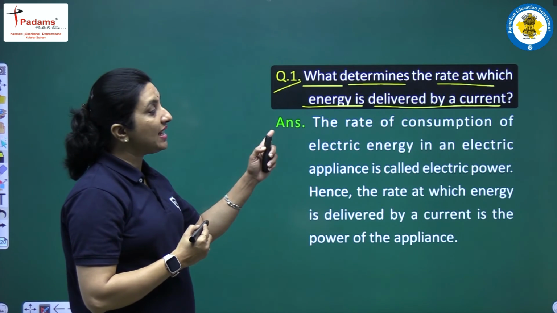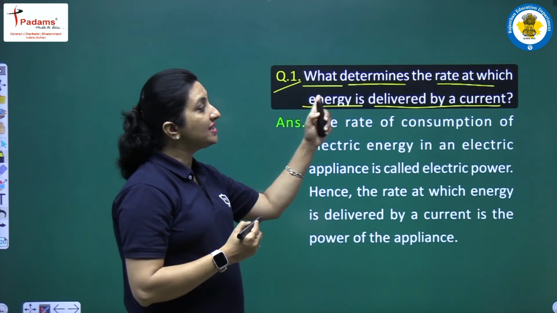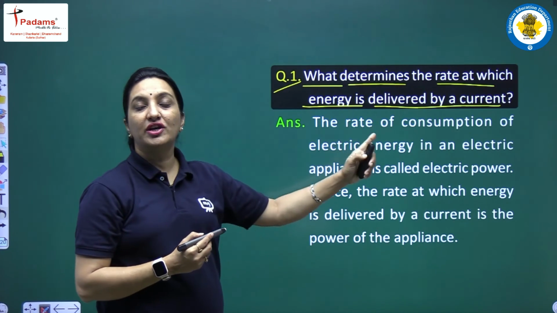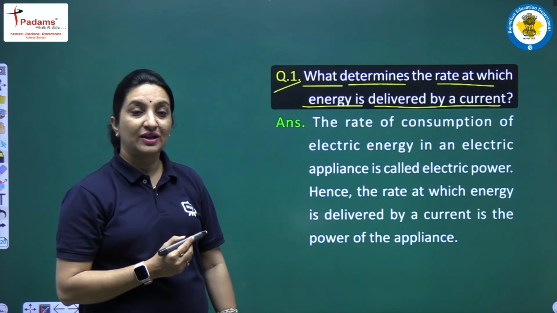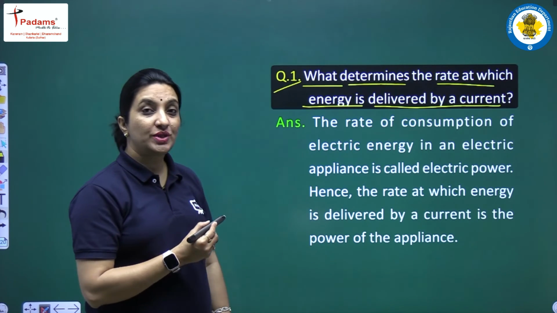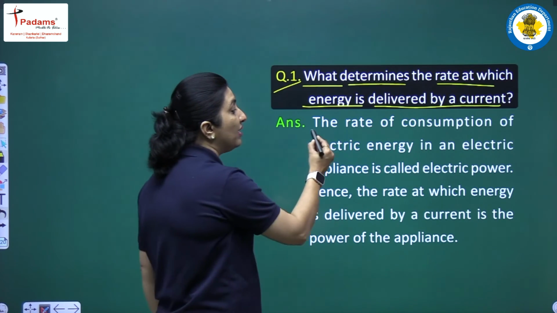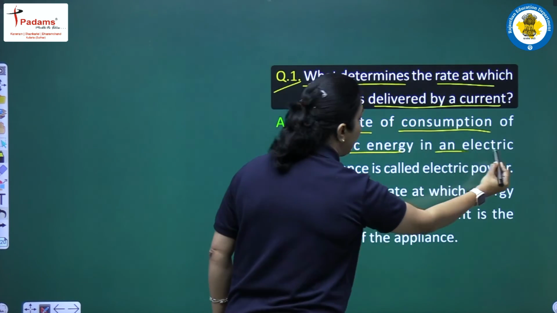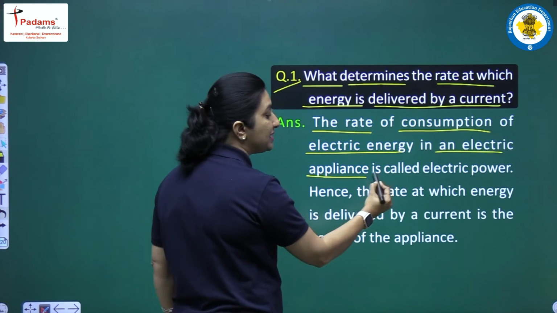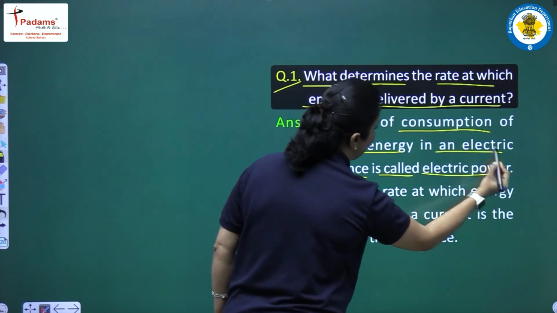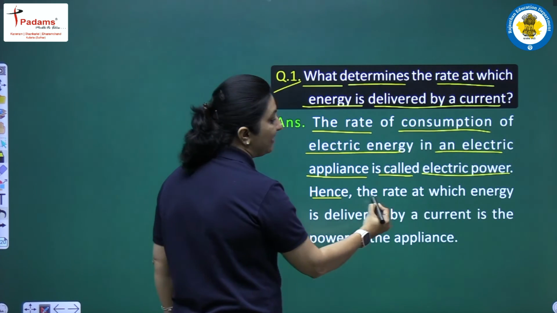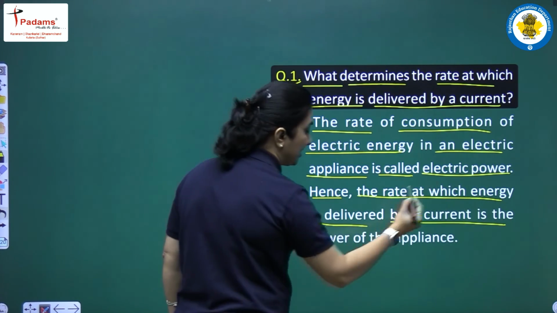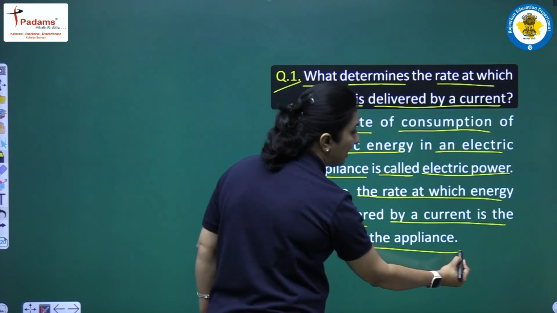पूछा क्या है स्टूडेंट्स यहाँ पे कि क्या चीज डिसाइड करती है कि किस रेट पे एनर्जी डिलीवर होगी करंट से. तो उसके लिए हम आंसर जो है स्टूडेंट्स वो इस तरीके से लिखेंगे. The rate of consumption of electric energy in an electrical appliance is called electric power. Hence, the rate at which energy is delivered by a current is the power of the appliance.